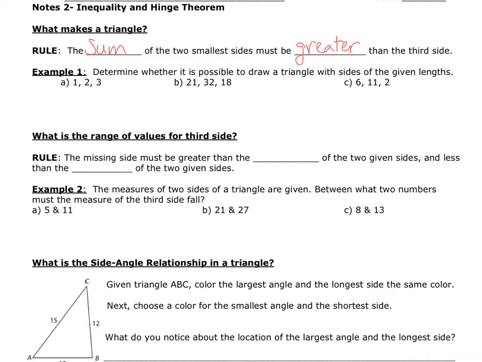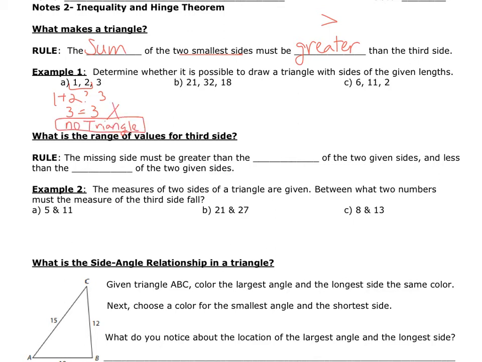So when we're looking at example 1a, we need to determine if the three lengths would be possible to make a triangle. We need to take the two smallest sides, so that'd be 1 and 2, and add them together. Then we compare it to the third side. So 1 plus 2 is 3, and that's equal to 3, but we need it to be greater than the third side, so this would not make a triangle.